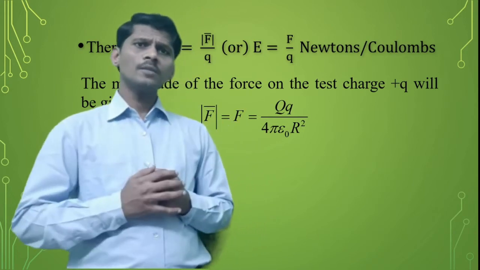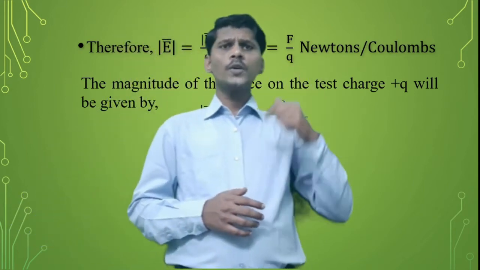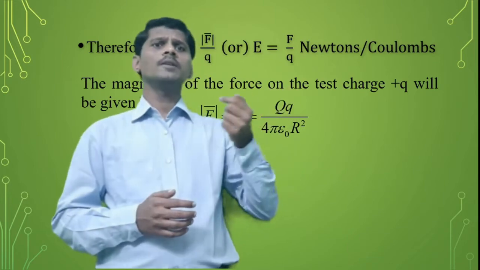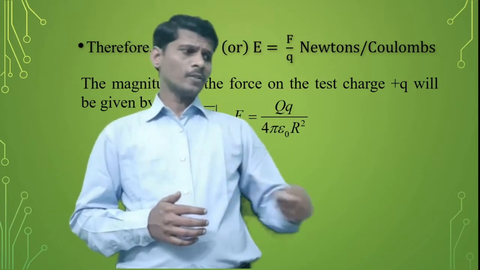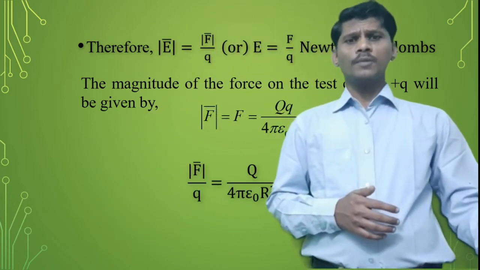So what is the definition of the electric field intensity? Force per unit test charge. Small q comes to the LHS side. We have magnitude of F bar by q, which is the electric field intensity.